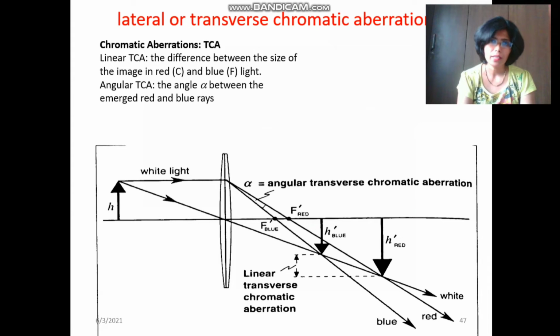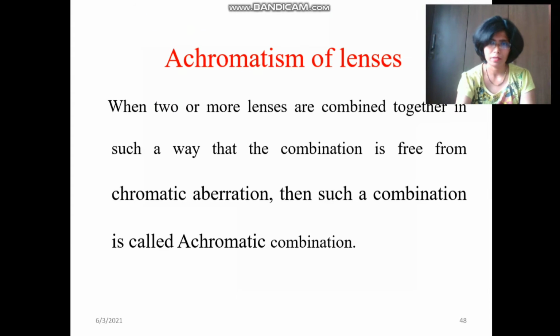Now, here we can see the lateral or transverse chromatic aberration. As we know, the focal length of the lens depends upon the wavelength of the light. So the distance of the image from the lens is different for different wavelengths or colors. As the magnification of the image depends on the focal length, the size of the image is different for the different colors. This type of defect is called lateral chromatic aberration. HR minus HV is taken as the measure of the lateral chromatic aberration. You can see this in the figure.